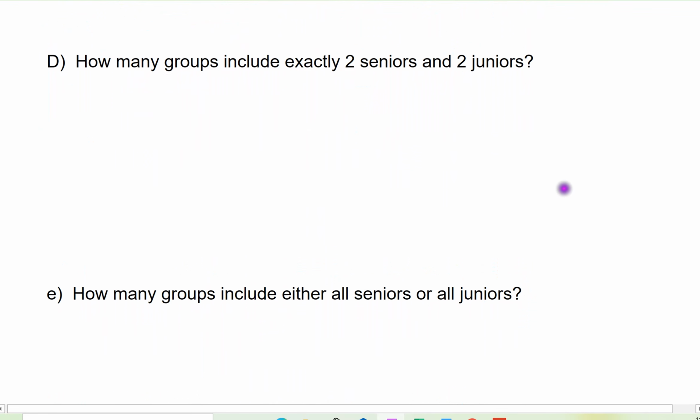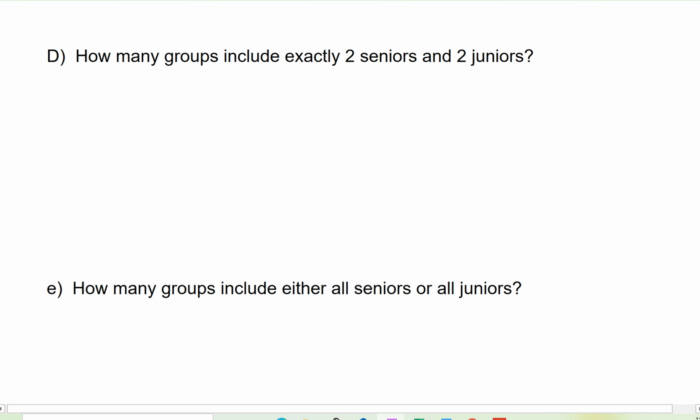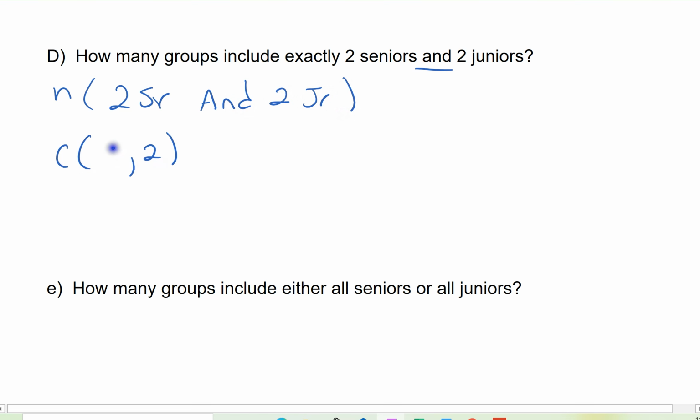All right, next example. How many groups include exactly 2 seniors and 2 juniors? So again, I'm picking a specific type of group. I want a group that has all upperclassmen, specifically 2 seniors and 2 juniors. And so again, this is the and statement. So number of ways to get 2 seniors and 2 juniors. It's all combinations. I'm picking 2 seniors out of 5. There were 5 seniors. And so we multiply. I want 2 juniors out of 6, right? There are 6 juniors.